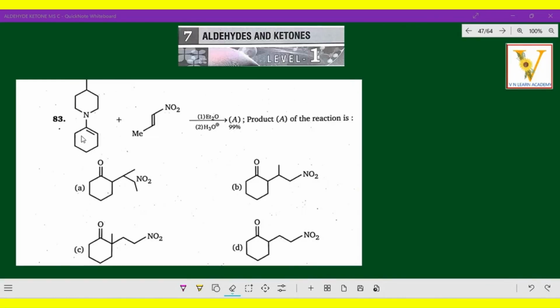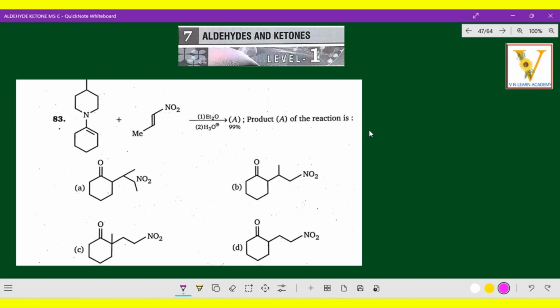The next question here: this compound X and Y combined to give that product, that is 99% major product, in the presence of epoxide and acid hydrolysis. So what is the product we have to identify from the options? Now, first and foremost, this nitrogen which is attached, right? So this is an amine. So this is enamine synthesis. So this is actually, we can say, Stork enamine synthesis.